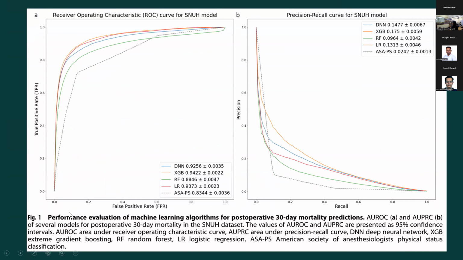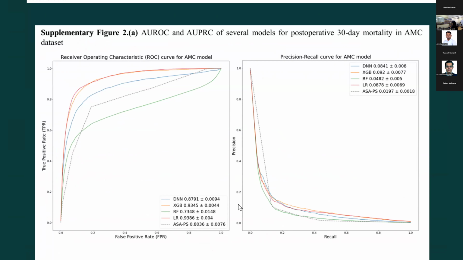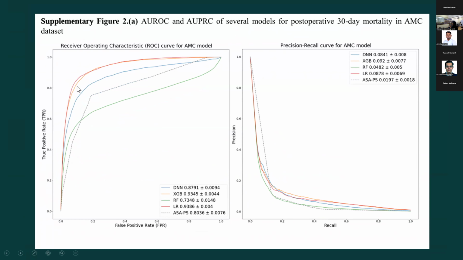So in the study, when we look at the ROC curve, the XGBoost model and the logistic regression had good ROC compared to the other models. And when we look at the precision recall, the area under the curve was high for the XGB model. Similarly, this is the data with AMC. Here again, logistic regression and XGB had high AUROC. And overall, both DNN and XGB have similar AUPRC.